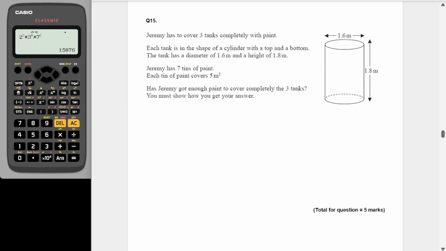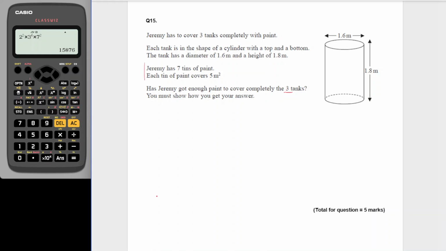Okay, question 15. Jeremy has to cover 3 tanks completely with paint. Oh, surface area of cylinders, that strikes. Each tank is in the shape of a cylinder with a top and a bottom. The tank has a dimension of 16 meters and a height of 18 meters. Jeremy has 7 tins of paint. Each tin of paint covers 5 meters squared. Has Jeremy enough paint to cover completely 3 tanks?